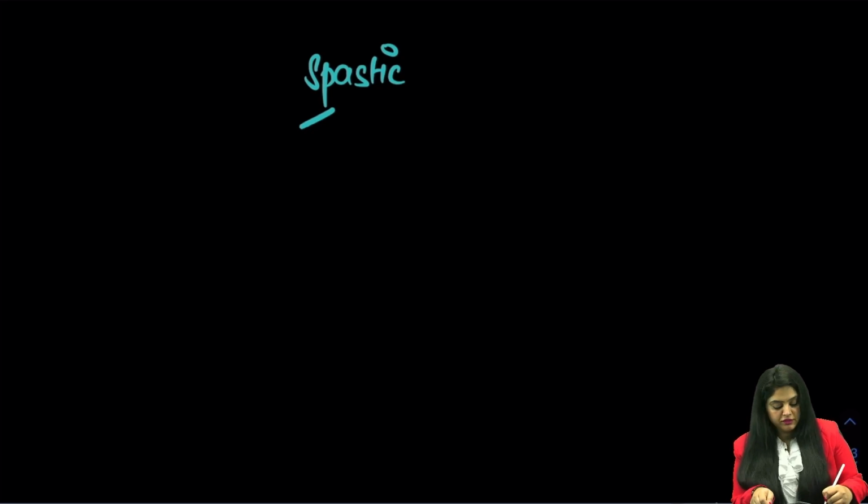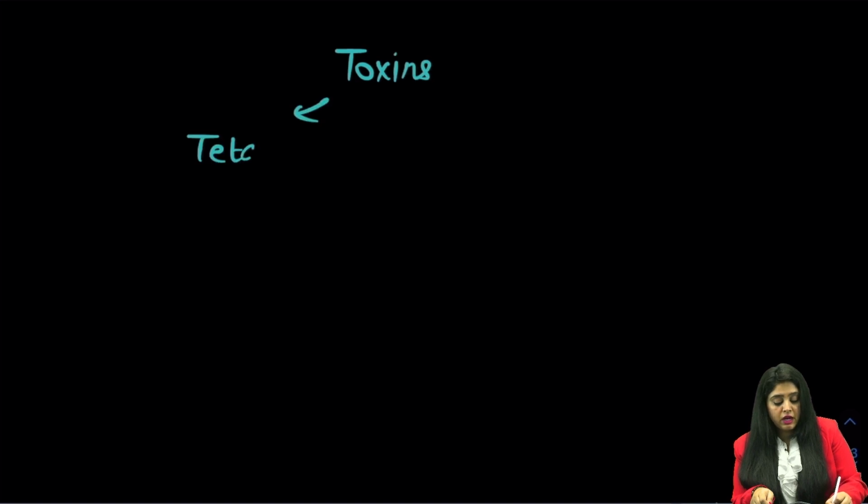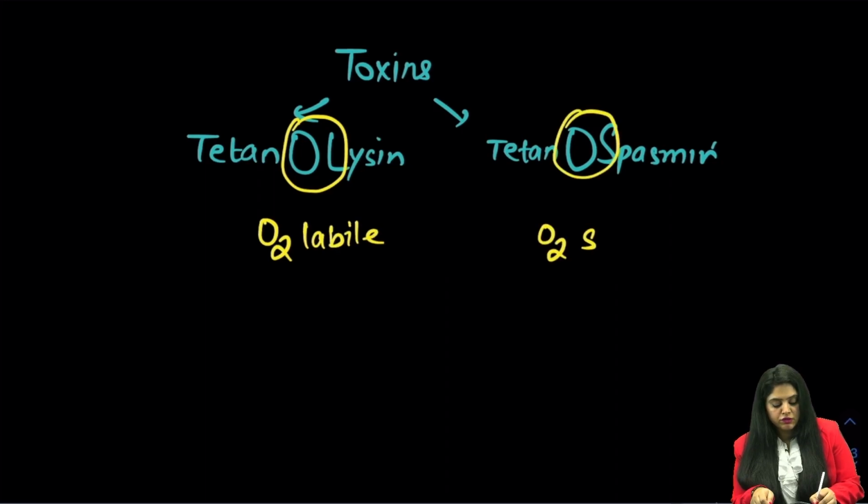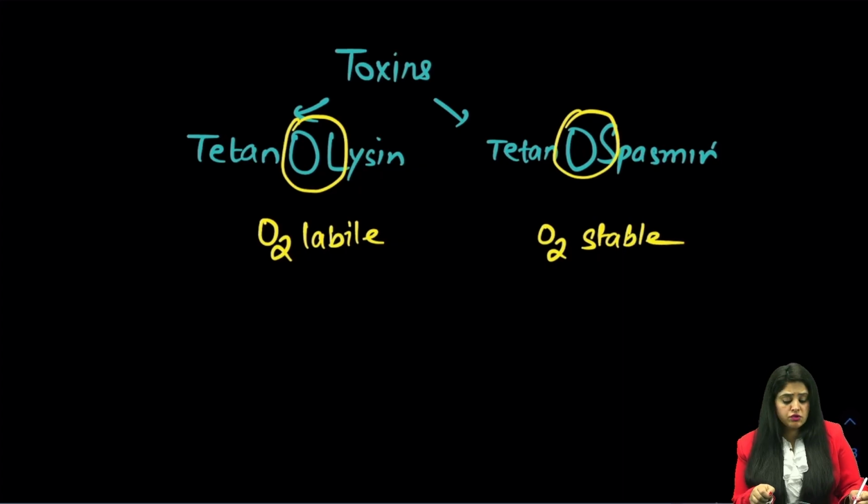What are the two toxins? Let me ask you this first. What is a toxin? There are two toxins that you have. One is going to be, look at how I'm writing it, tetanolysin and one is going to be tetanospasmin. And very simple, in tetanolysin there is OL, so this is oxygen labile, and in tetanospasmin there is OS, so this is oxygen stable. And that is one question that they ask you, which is oxygen labile, which is oxygen stable. Done, remember it.